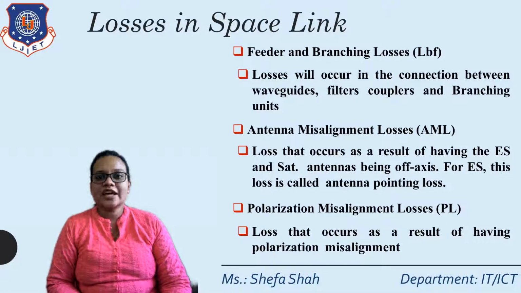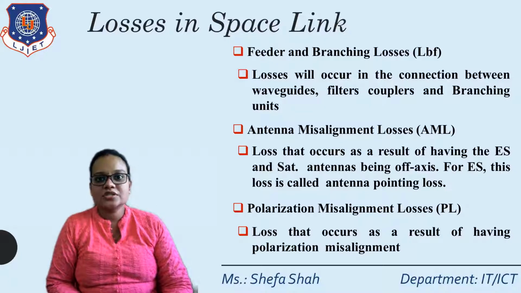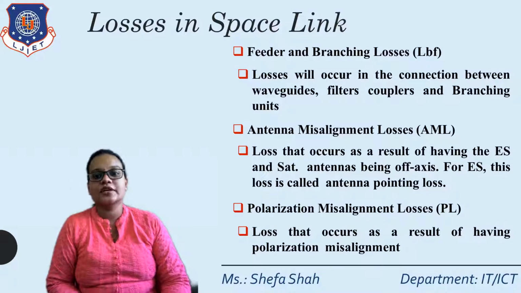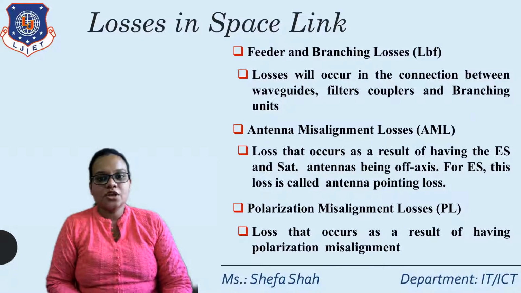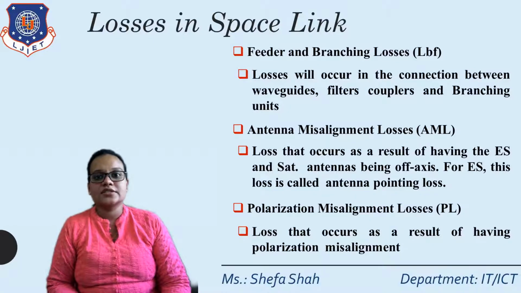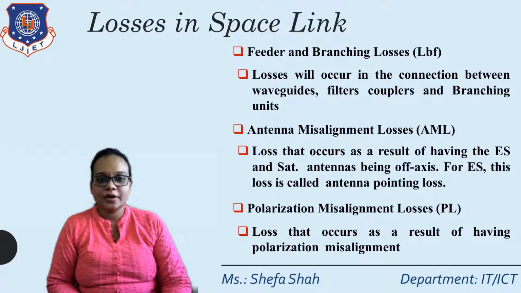Each and every antenna which is transmitting will be connected with the help of cables, filters, and couplers, which are conducting devices. Each and every conducting device will have a type of loss which is called feeder or branching loss. So losses will occur in the connections between the waveguides, filters, couplers, and branching units. Losses due to this are called the feeder loss, which we will also calculate during the Friis transmission, or you can say power received calculations.